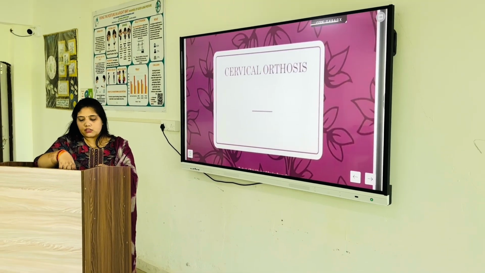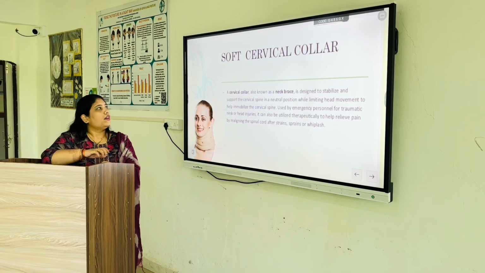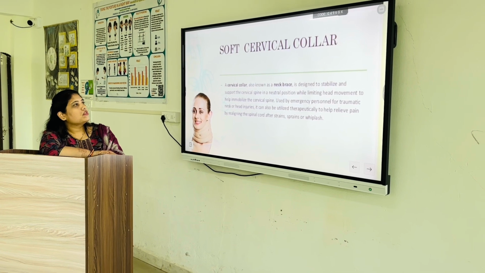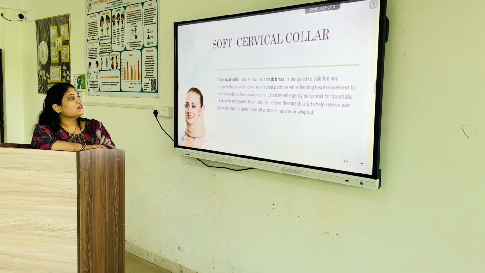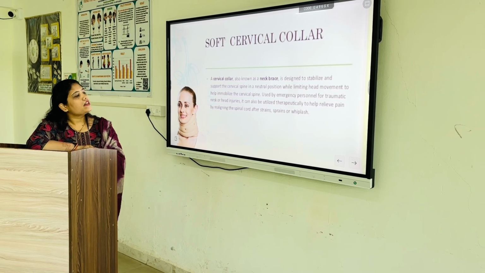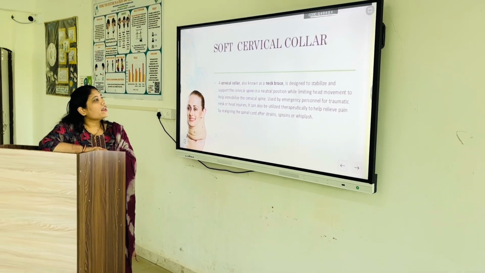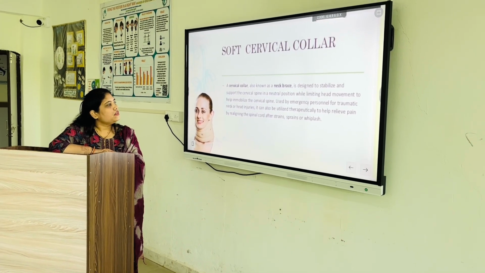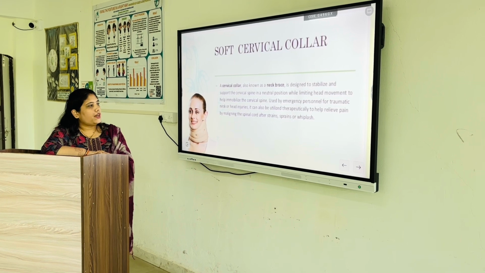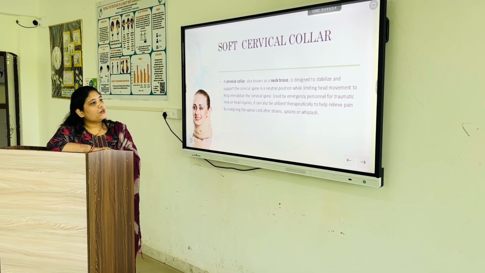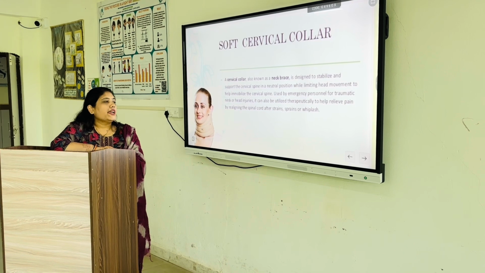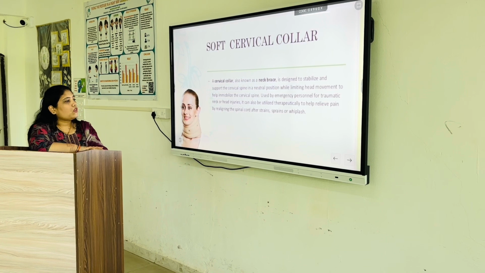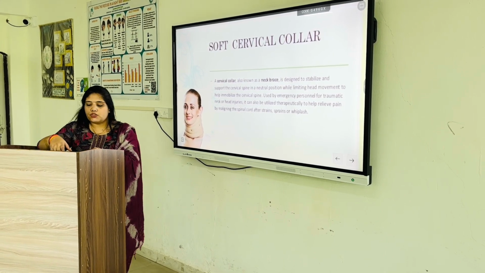Now cervical orthosis. First one in this orthosis is the soft cervical collar. This is a very common orthosis which is used in the cervical region. A cervical collar, also known as a neck brace, is designed to stabilize and support the cervical spine in a neutral position, while limiting head movement to help immobilize the cervical spine. Used by emergency personnel for traumatic neck or head injuries. It can also be utilized therapeutically to help relieve pain by realigning the spine in cases of strain or whiplash injury.